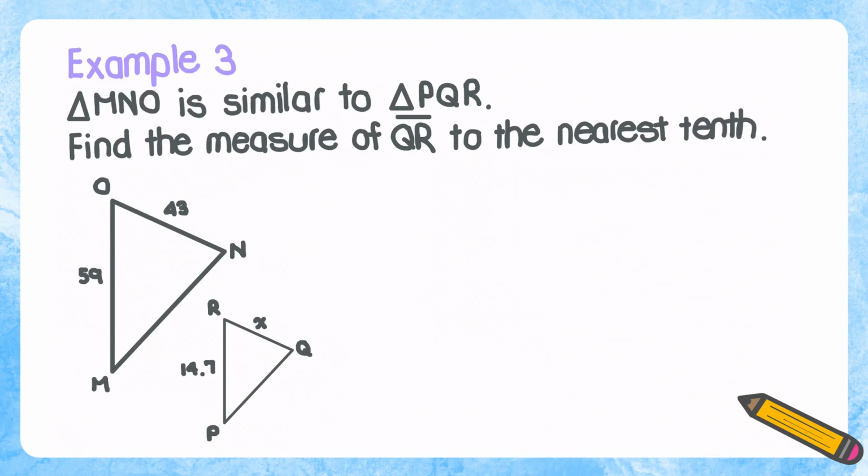So in this example, triangle MNO is similar to triangle PQR, and we're going to find the measure of side QR to the nearest tenth. First, let's identify the pairs of corresponding sides. So here's one pair of corresponding sides, and here's another pair of corresponding sides. For this example, I decided to use the second method, but it's totally okay if you use the first method. Again, use the method that you're more comfortable with. So the second method is where you batch by triangles.